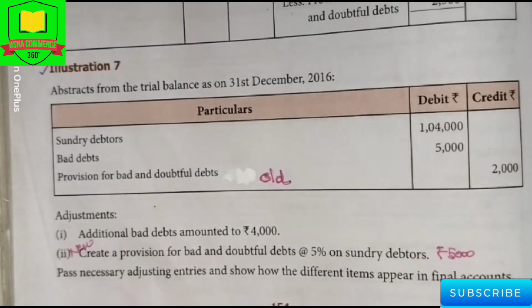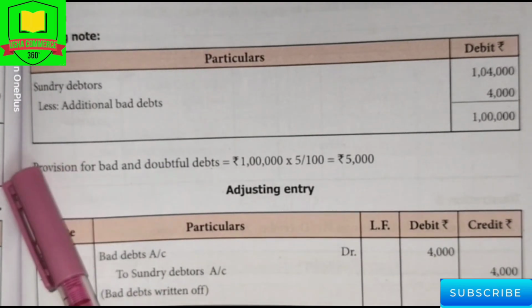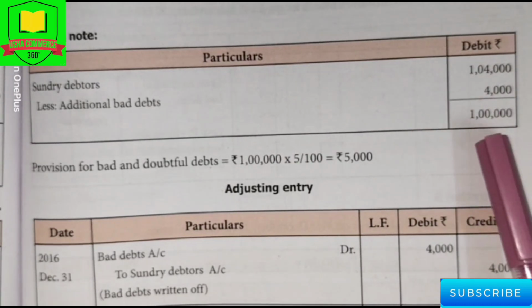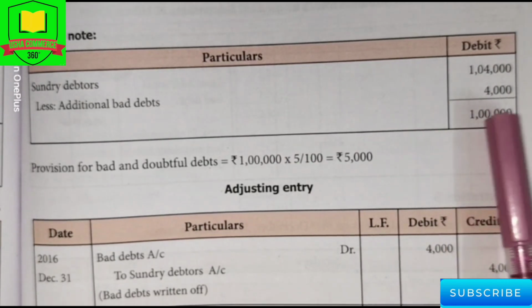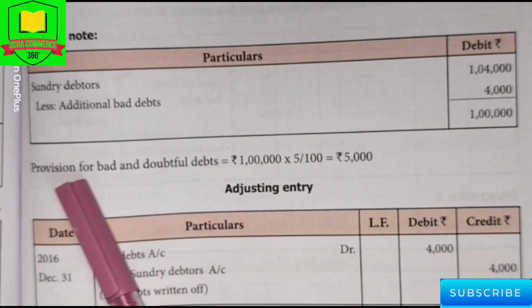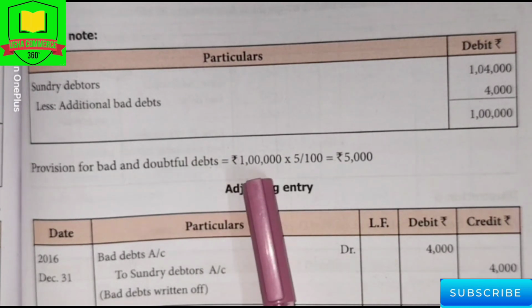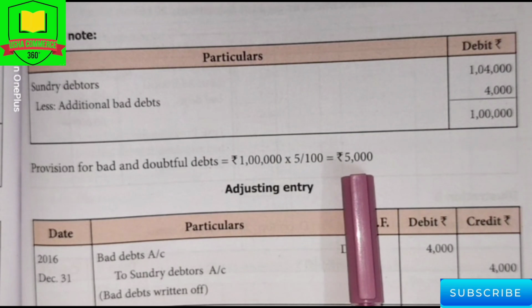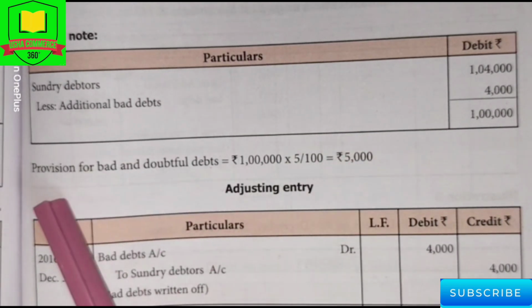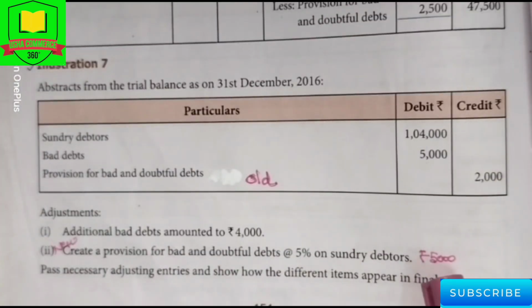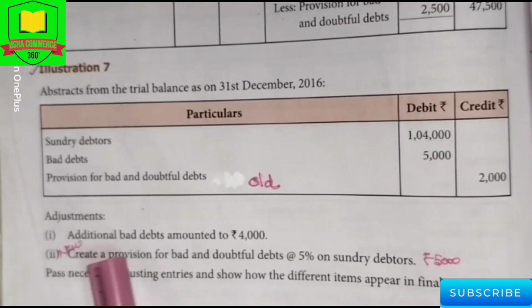So we have one small calculation for that. We subtract additional bad debts 4,000 rupees from sundry debtors 1,04,000 rupees. We will get 1 lakh rupees. From that 1 lakh rupees only, we have to find out 5% provision for bad and doubtful debts. So 1 lakh into 5% means 5 by 100. After cancelling it, we will get 5,000 rupees. This 5,000 rupees is the new provision for bad and doubtful debts. Okay, so I have entered 5,000 rupees for new provision.